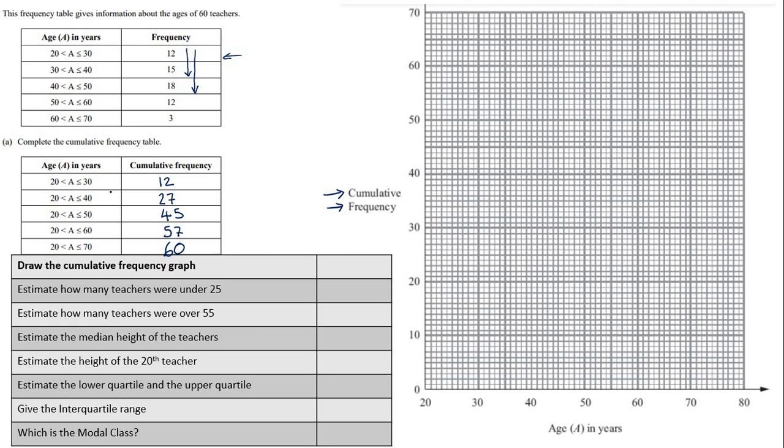Okay? Now, to draw the cumulative frequency graph, it works as follows. From 20 to 30, we'll have seen 12 teachers. Now, by the time we get to 30 years old, we have seen 12 teachers. You always plot at the end of the class interval. Always. Okay, that's really important that you do that. So I went from 30, I went up to 12. Okay, from 30, I went up to 12.